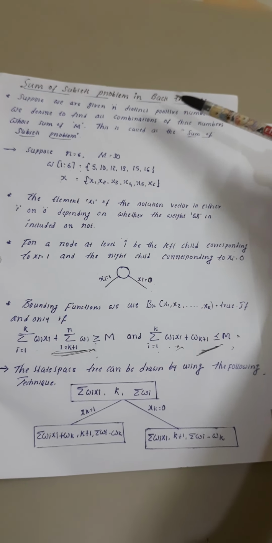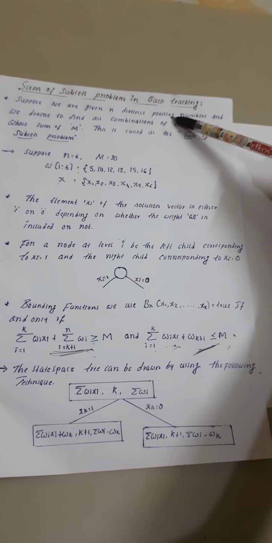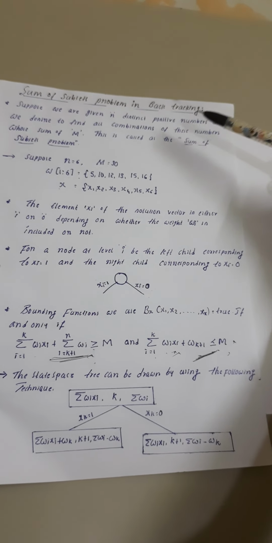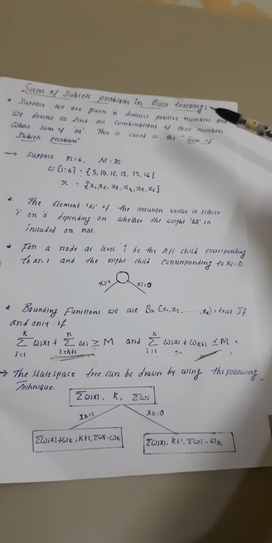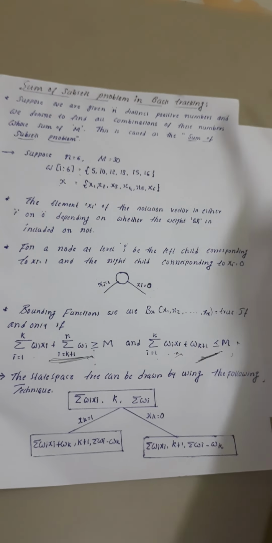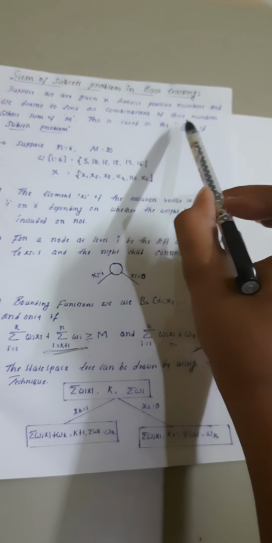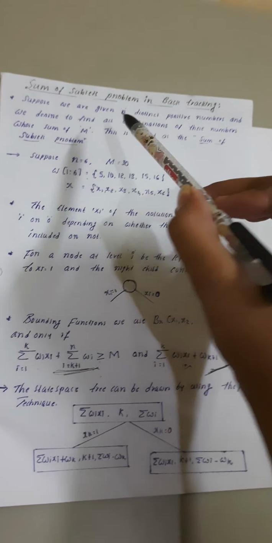Suppose we are given n distinct positive integers or numbers. These numbers are called weights. Now we have to find all combinations of these numbers whose sum is capital M. This is called the sum of subsets problem.